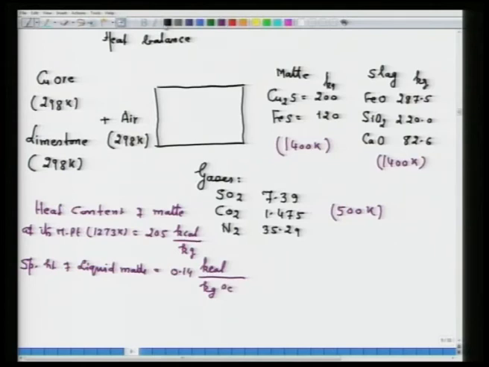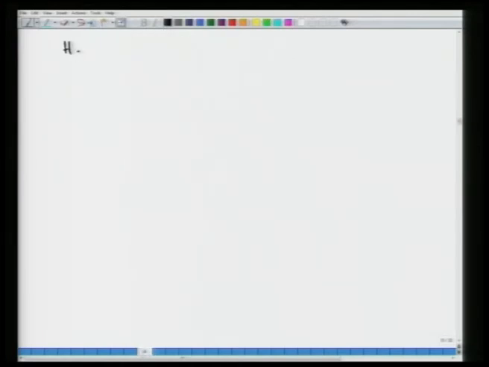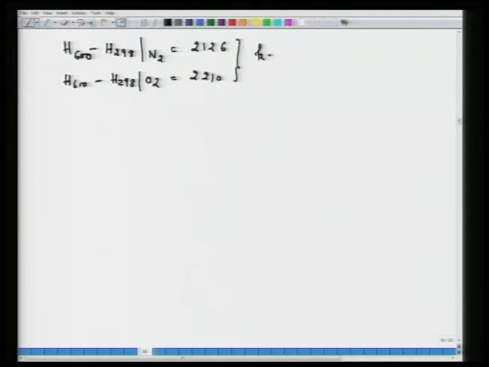Now, some values on the heat content are also given. So, H600 minus H298 for N2 is equal to 2126, and H600 minus H298 for oxygen is 2210, that are given in kilocalorie per kg mole. Now, here onwards, whatever values I am giving, they are all in kilocalorie per kg mole.